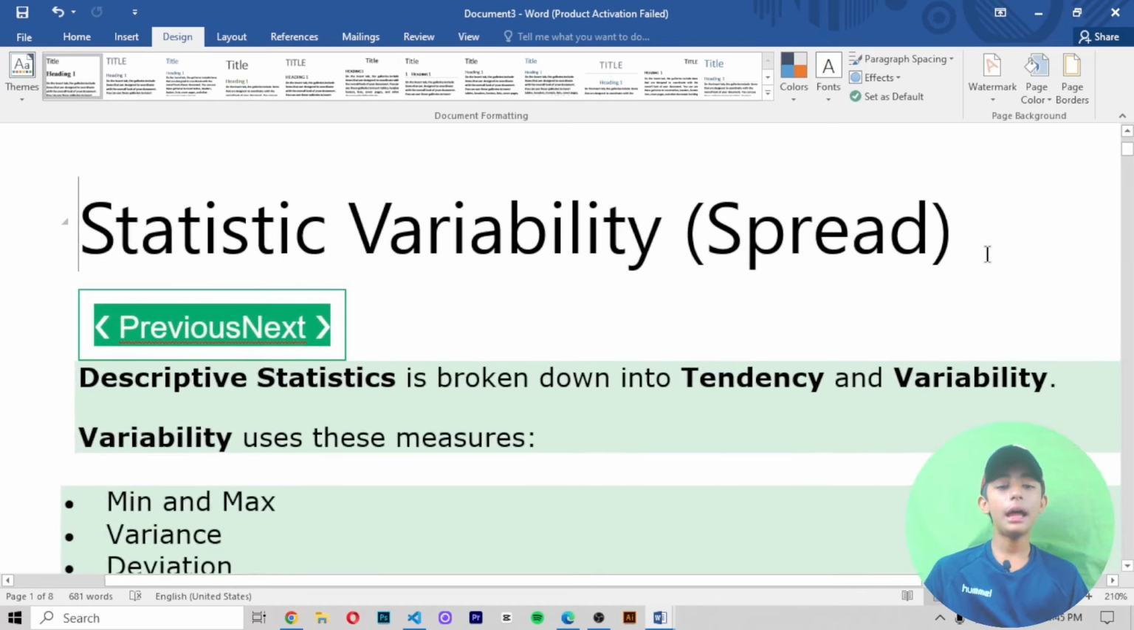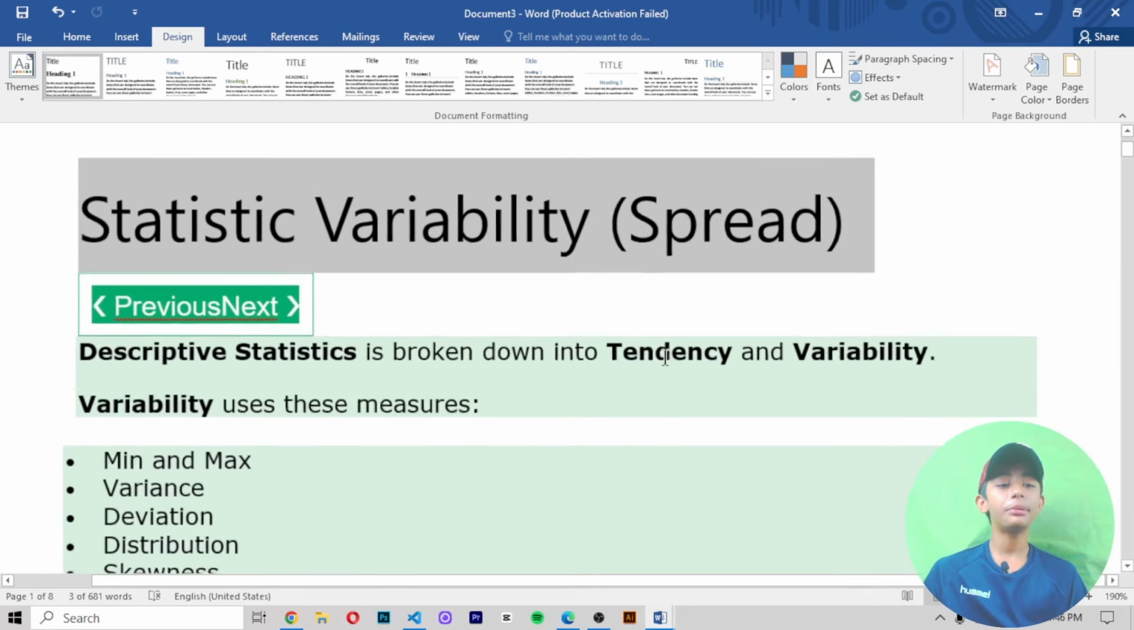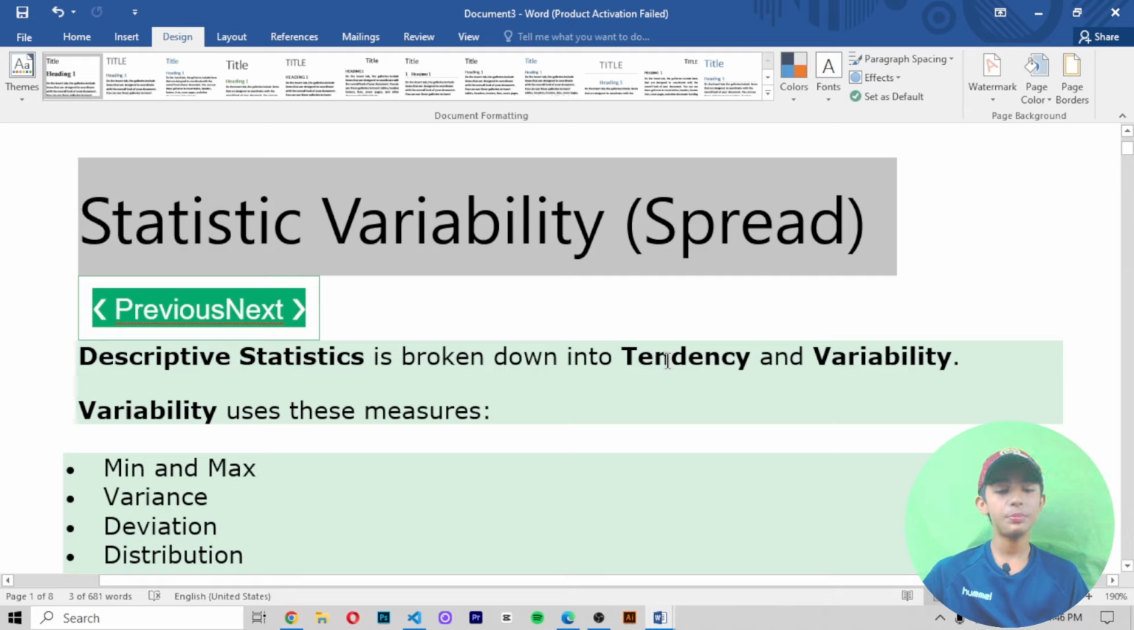So guys, in today's video of machine learning, I'm telling about the statistics and variability spread. And this is our third last video of the machine learning. But anyways, let's know about what are statistics and variability spread.